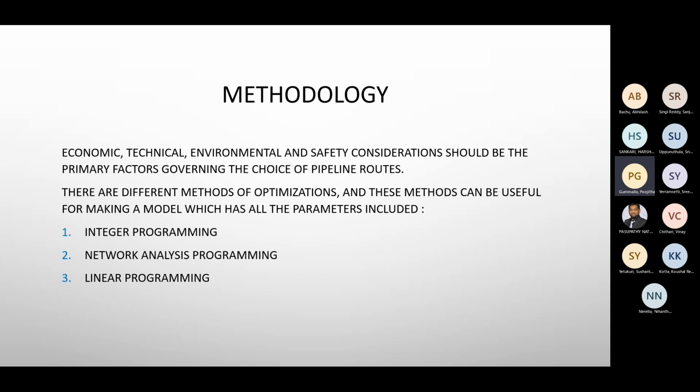Next, coming to the methodology, it has three types of methods that we use. Optimization in oil and gas pipelines invariably uses economic criteria, namely maximization of the net present value. Financial, environmental, and security considerations turn out to be essential components governing the choice of pipeline routes. And we have three methods: integer programming, linear programming, and network analysis programming.